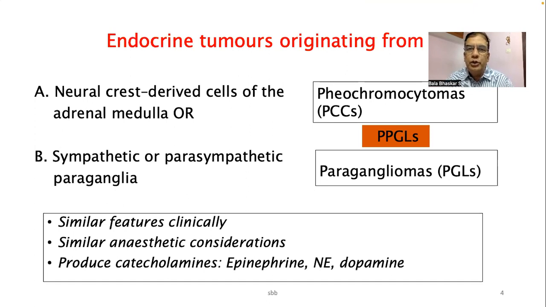They are endocrine tumors originating from the neural crest-derived cells of the adrenal medulla, when they are called pheochromocytomas, or they could be derived from sympathetic or parasympathetic paraganglia, when they are called paragangliomas. Together, they are referred to as PPGLs nowadays. They carry similar clinical features, have similar anesthetic considerations, and produce catecholamines. It could be epinephrine, norepinephrine, and dopamine.